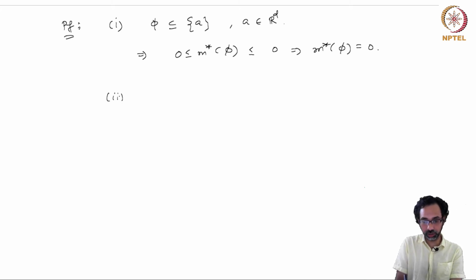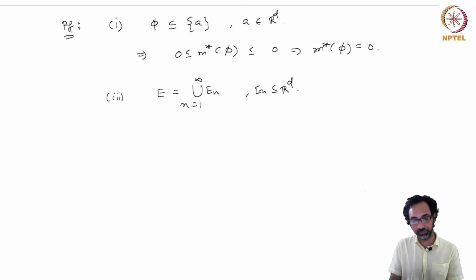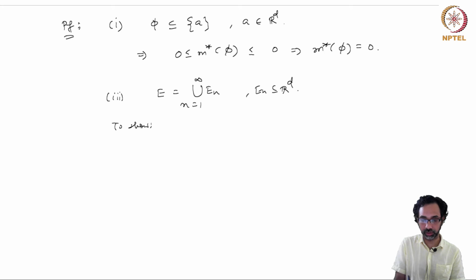And now for the third one. So here we had E, a union of countably many subsets of Rd, and we had to prove that the Lebesgue outer measure of E is less than or equal to the sum from n equal to 1 to infinity m star of En.